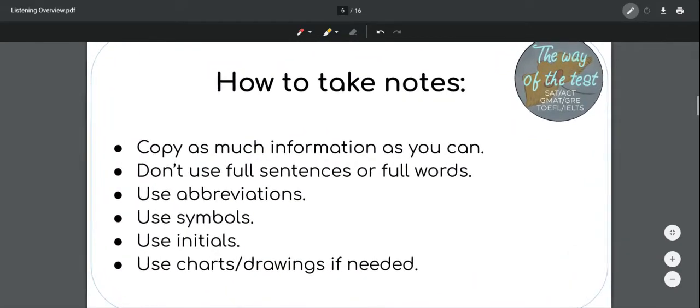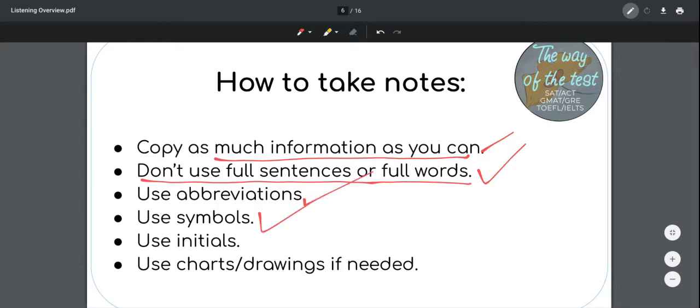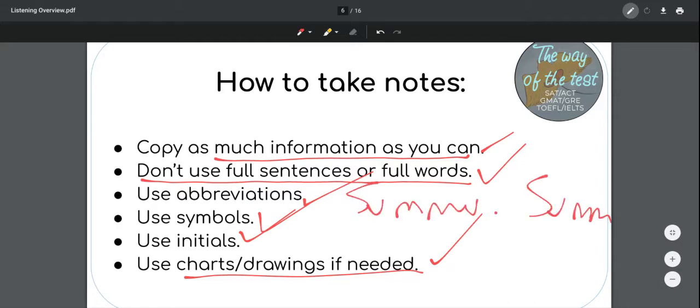This is how we're going to take notes. We're going to copy as much information as we can with as few words as possible, okay? So this means we are not going to use full sentences. Don't use full sentences. So if we don't use full sentences, what do we use? We're going to use abbreviations, symbols, initials, and charts or drawings. When I say abbreviations, instead of writing, for example, the word summer, we're probably just going to write sum with a double M, and this will imply that it is the word summer.